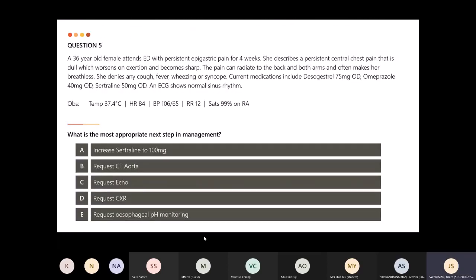Okay, last question. So 36-year-old female attends ED with persistent epigastric pain for 4 weeks. She describes a persistent central chest pain that is dull and worsens on exertion and becomes sharp. The pain can radiate to her back and to both arms and often makes her breathless. She denies any cough, fever, wheezing or syncope. Her current medications include desogestrel, omeprazole, sertraline, and an ECG shows normal sinus rhythm, and her observations are all fairly straightforward. What is the next most appropriate step in management?